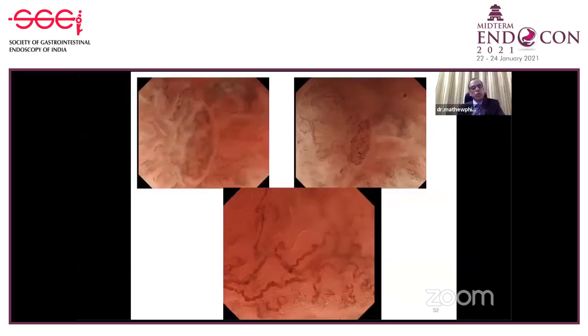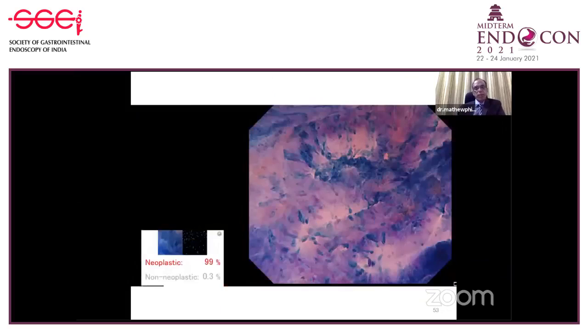This shows different patterns of vessels there, dilated vessels, and here significantly abnormal vessels, suggesting probably there is invasive cancer. Next slide. And this is the endocytoscopy picture, and the EndoBRAIN shows it's 99% neoplastic. You can see thickened crypts with a lot of nuclear material.